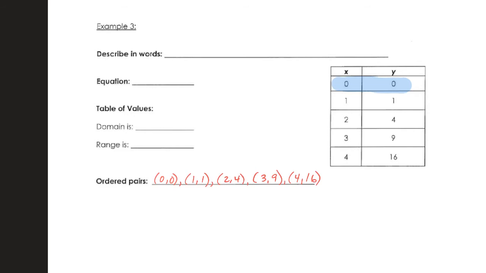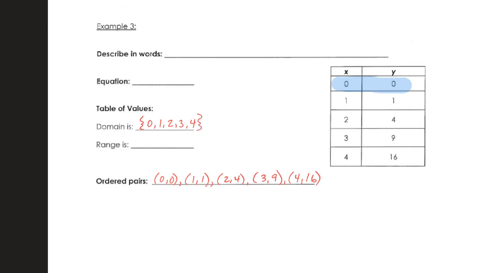Maybe we looked at that and said, hey, we know our domain and range, because I can see my domain are x values, and that was a really ugly brace bracket. My domain is 0, 1, 2, 3, and 4.